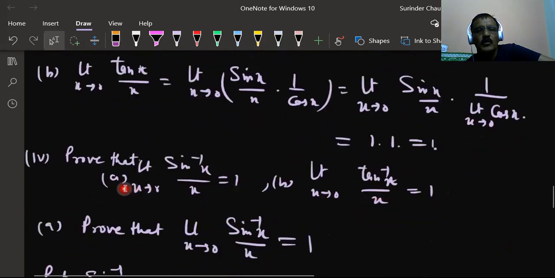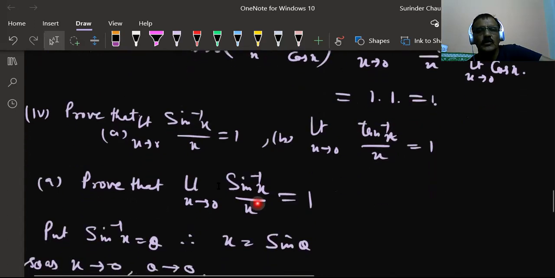Now we do some corollaries based on the results just now. Prove that the limit as x approaches 0 of sin inverse x upon x is equal to 1, and the limit as x approaches 0 of tan inverse x upon x is equal to 1. First, the limit of sin inverse x upon x is equal to 1. Now, by taking the left hand side, we convert this into the formula sin x upon x, limit x to 0 is 1. So for that we make a substitution.